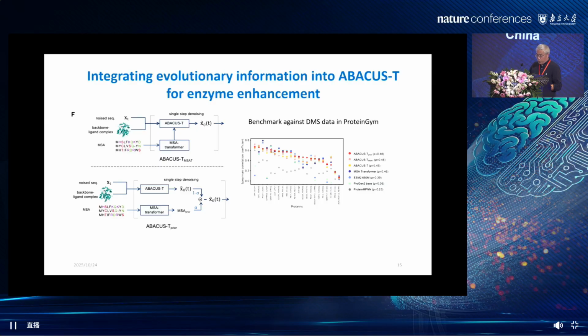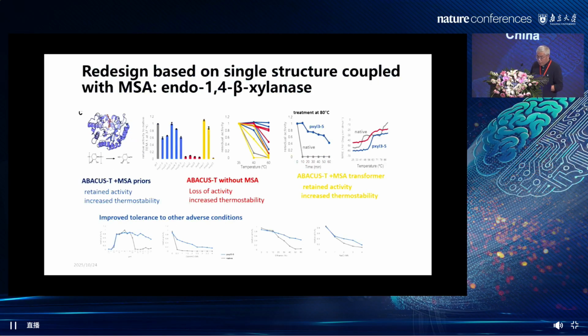First, of course, we test this method on a protein data set where we have different mutants and activity data. Looking at the Spearman correlation of different methods, we show that with ABACUS-T and with MSA, we indeed could improve the Spearman correlation to this existing data. So we tested it on real enzymes.